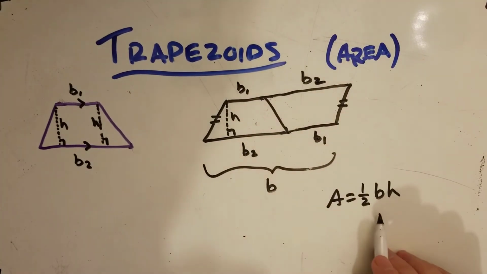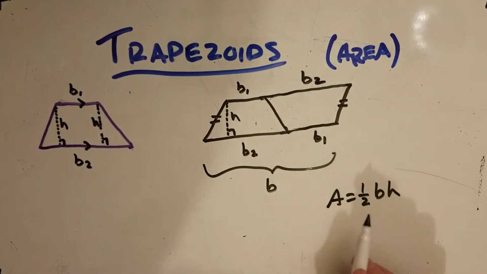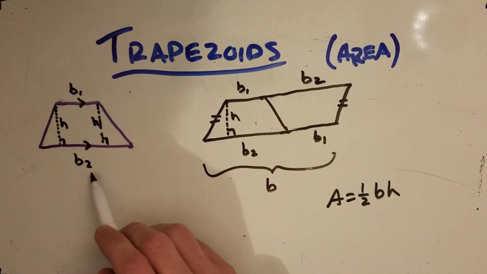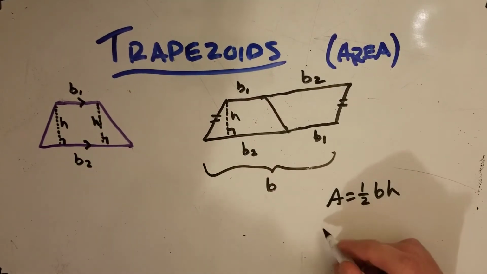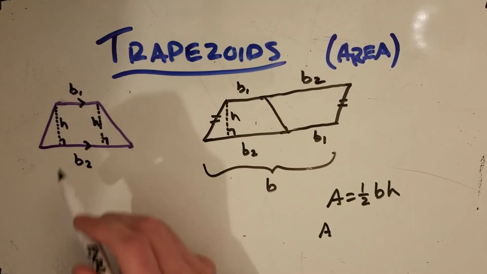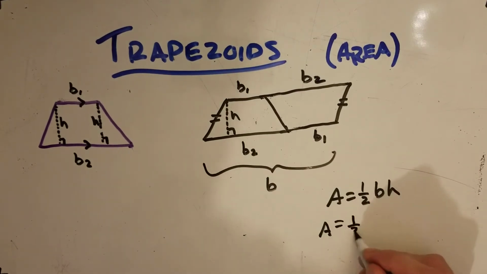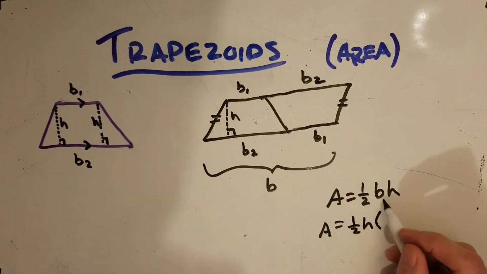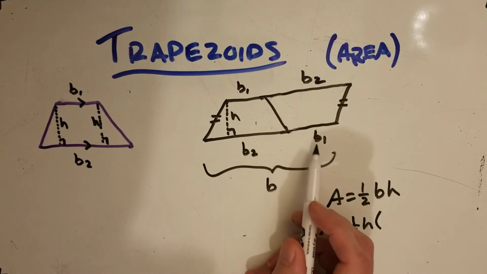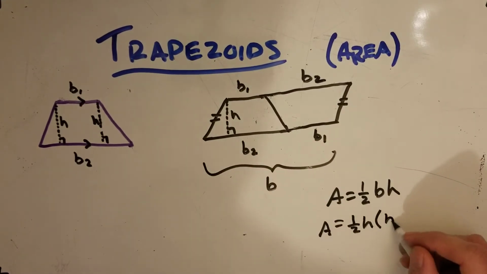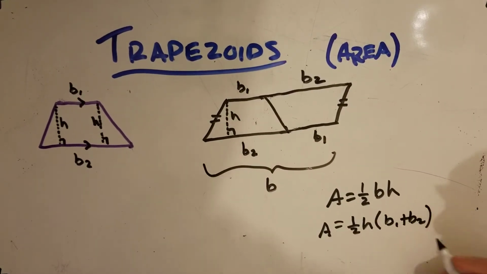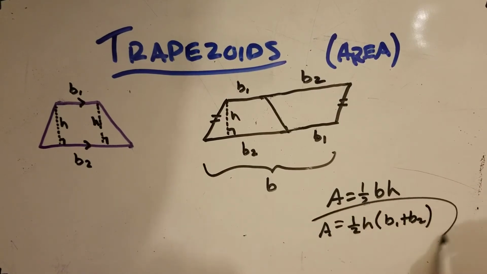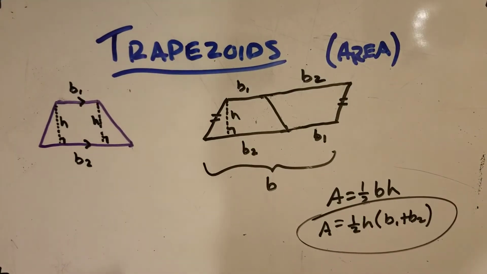Now the only problem with this is, in our original trapezoid, going back here, we didn't have this B. We had B sub 1 and B sub 2, so we're going to need to replace that with something that references what we had in the beginning. So we have 1/2 times the height, and instead of B, B is just the sum of B sub 1 and B sub 2. So 1/2 times h times B sub 1 plus B sub 2, and this is your formula to find the area of a trapezoid.